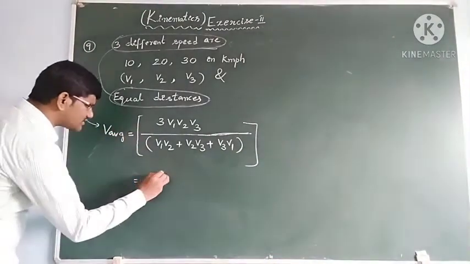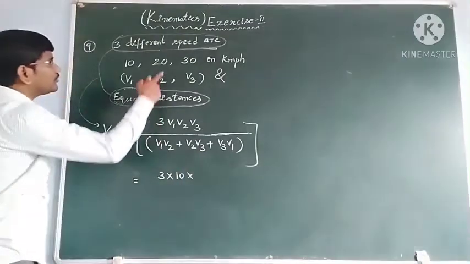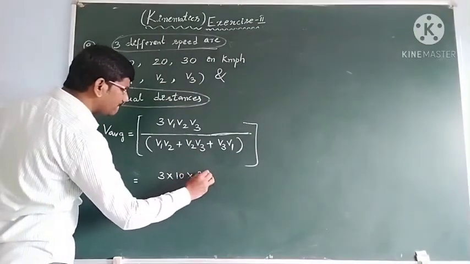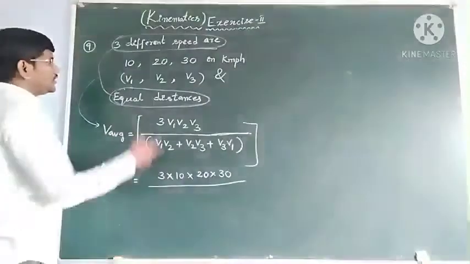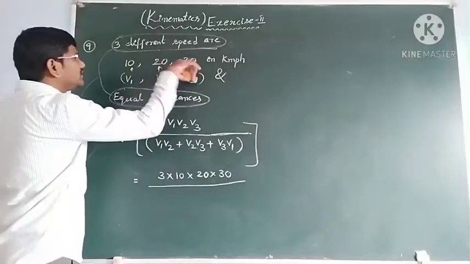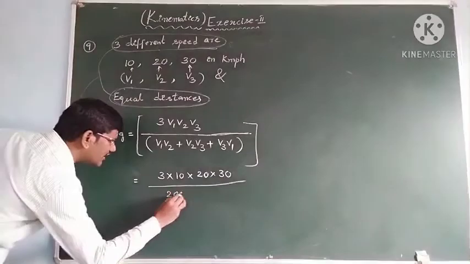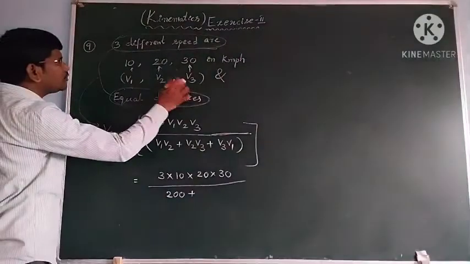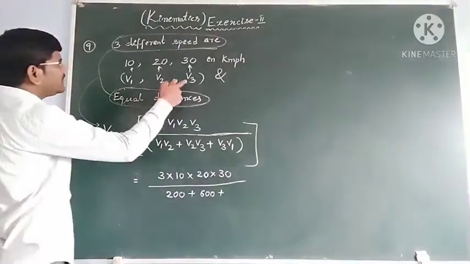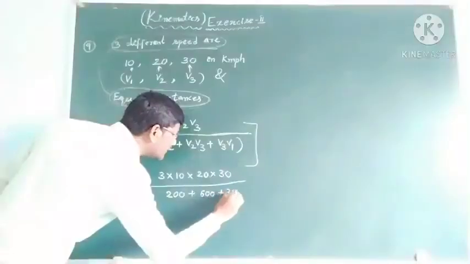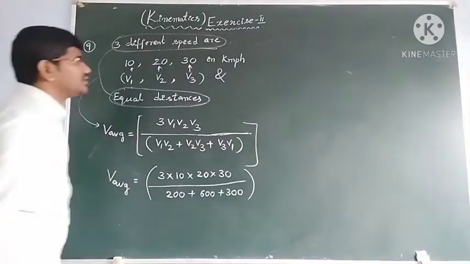Then what will you write students? 3 into V1, V2, V3, where V1 means 10, V2 means 20, and V3 means 30, divided by V1 into V2, which is 10 into 20, so you will have 200, plus V2 into V3, 20 into 30, so you will have 600, plus V3 into V1, 30 into 10, you have 300. So that is called V average.